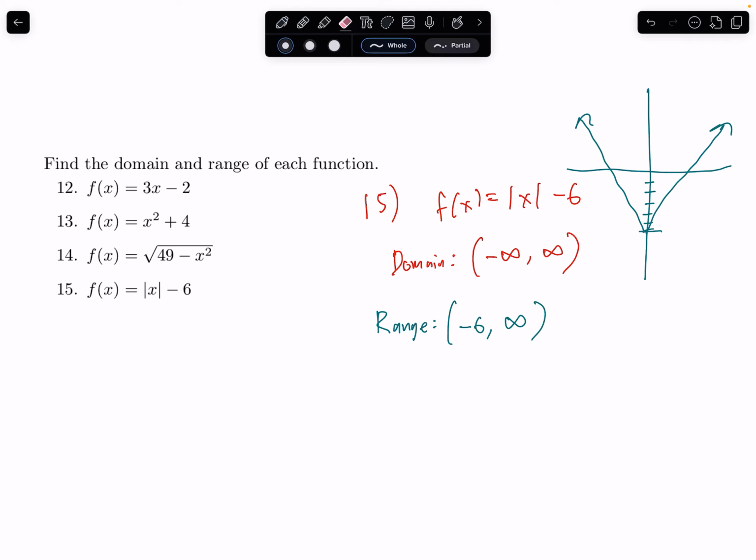Now, I made a mistake here because it can be negative 6, right? If x is 0, you get exactly negative 6. So include the negative 6. And then go upwards forever.